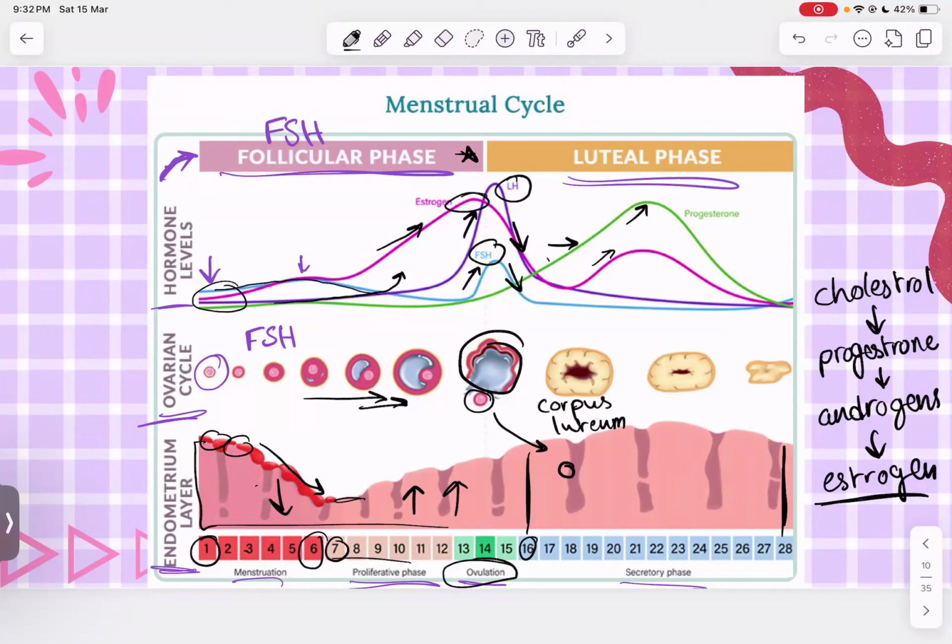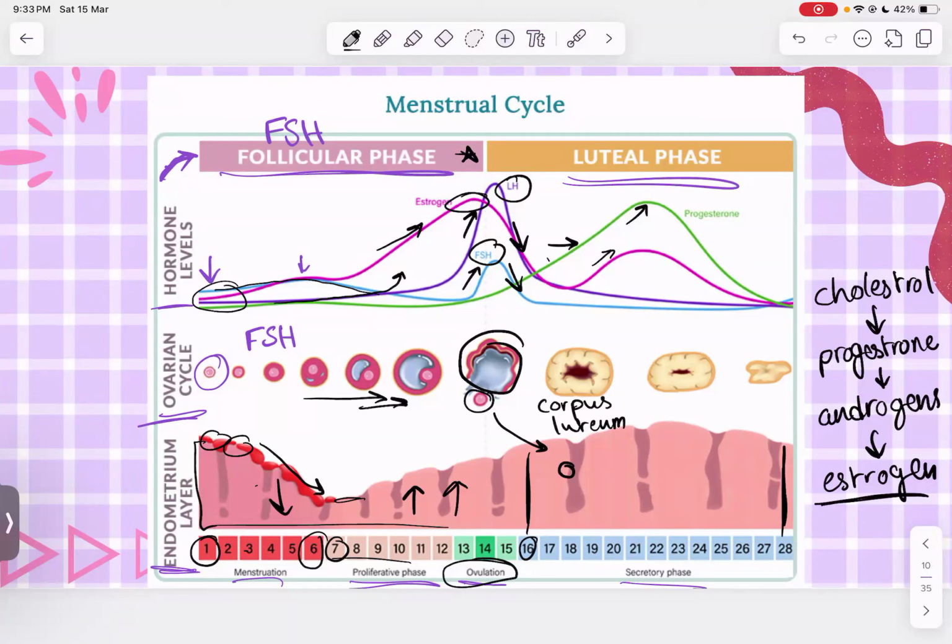It will stay increased, right? If there is no human chorionic gonadotropin hormone, the body will know there's no baby, so the progesterone will drop down. If the progesterone drops down, the endometrium starts shedding. And what is shedding? It's the bleeding and it's the menses and it's the period or the menstruation.